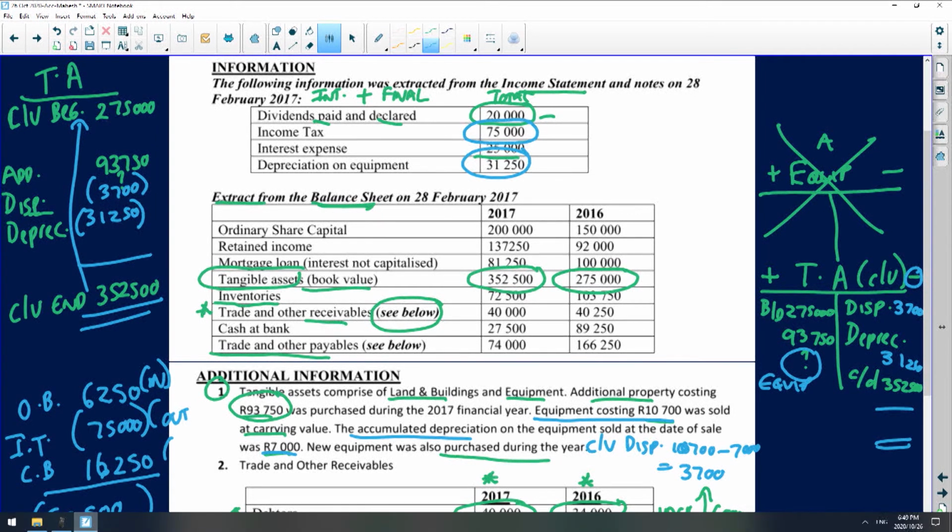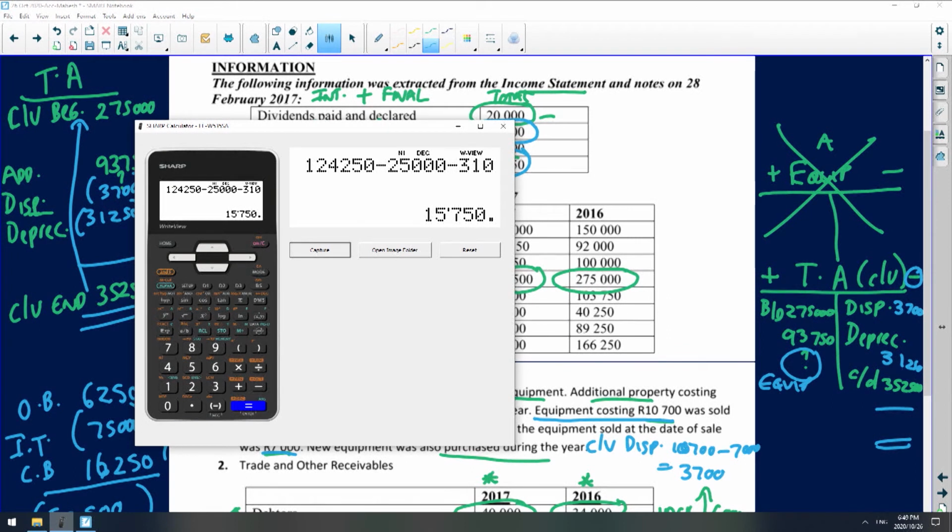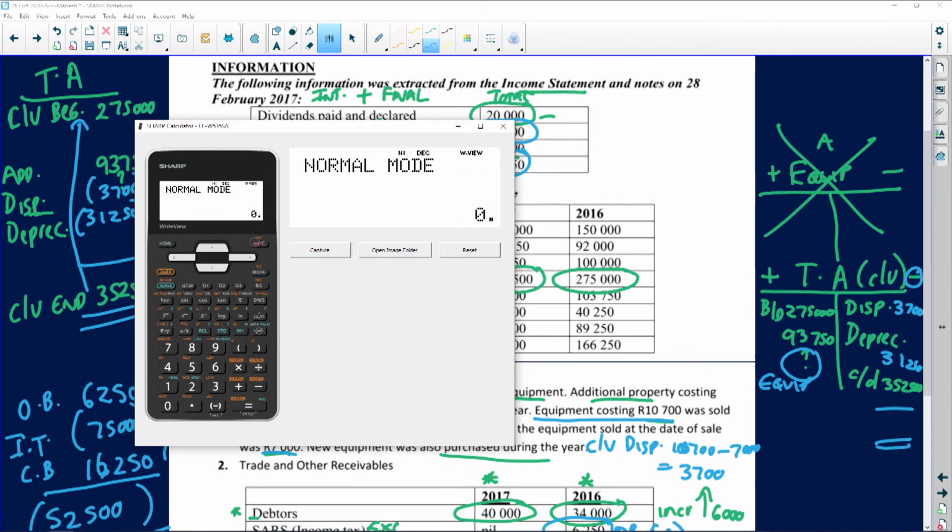So let's do that. The items that appear on the credit side. So on our calculators, an amount of 3,700. Okay, we then adding 31,250 plus 352,500. Sorry guys, I know my handwriting there is not very clear, but that is 352,500. So we've added up the credit side.